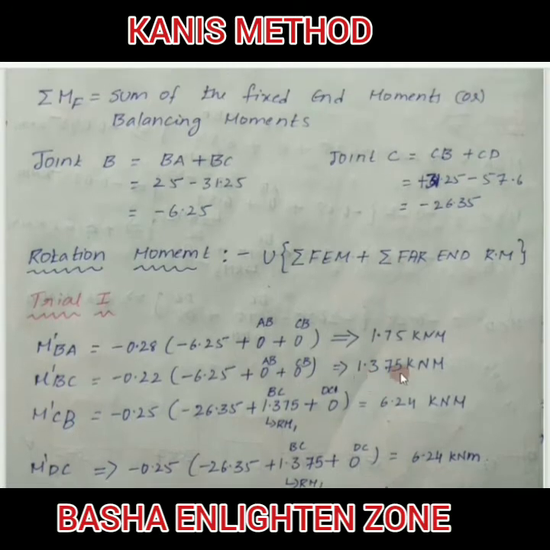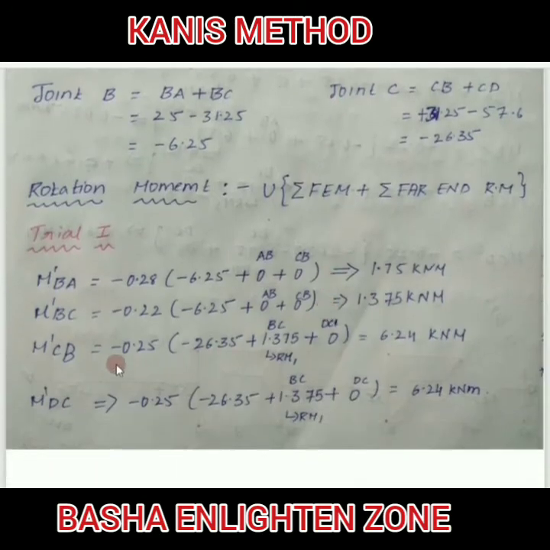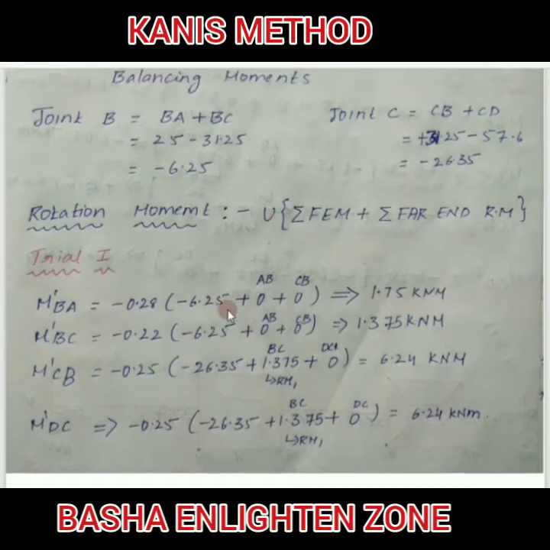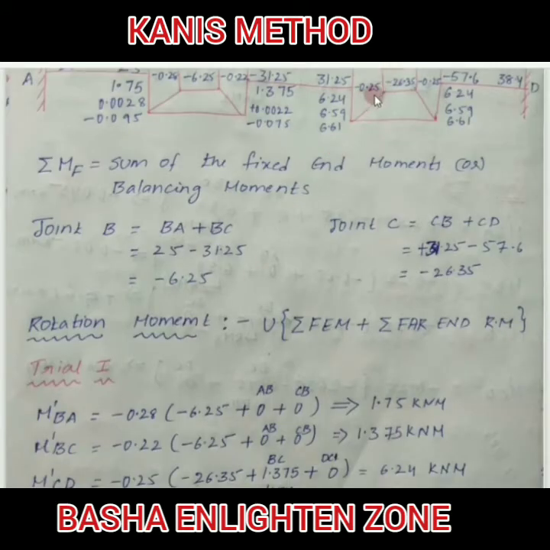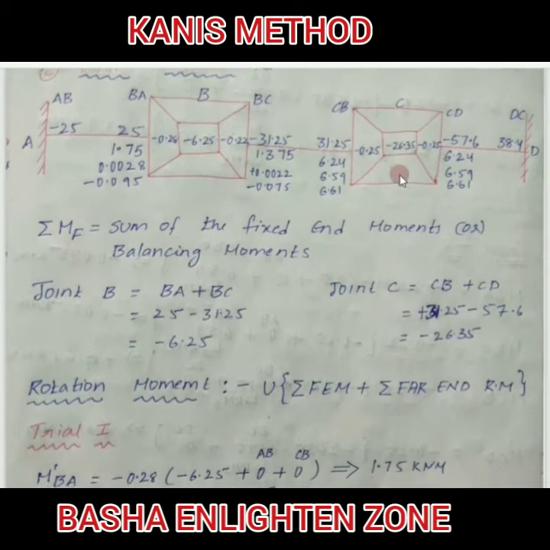After completion of your calculation, then immediately write down here that is 1.375. Friends, assume here there will be only two rotation moments in the first trial, that is 1.75 and 1.375. Then I am calculating this CB rotation moment. So see here M bar CB equal to U equal to minus 0.25. Similarly, sum of the balancing moment will be equal to minus 26.35.